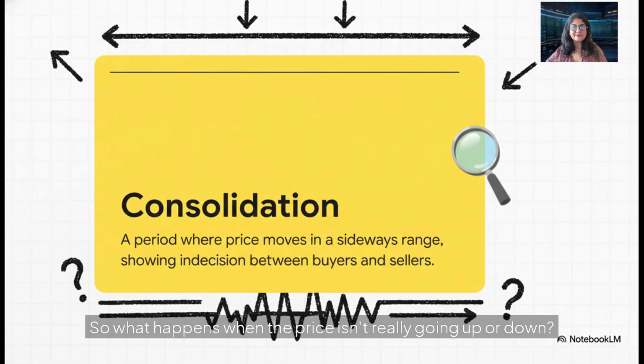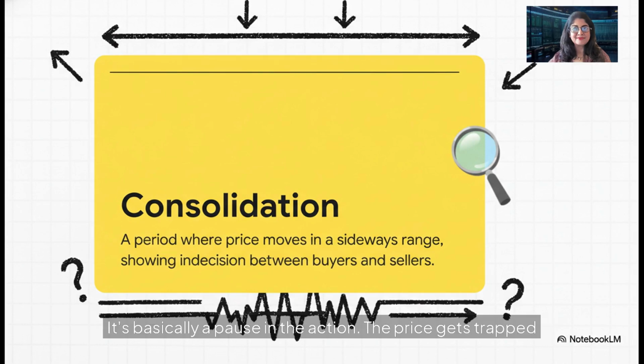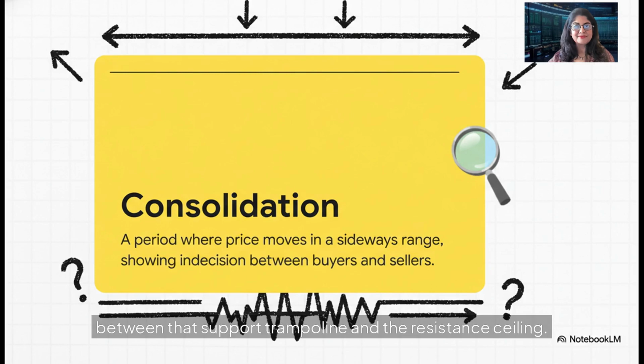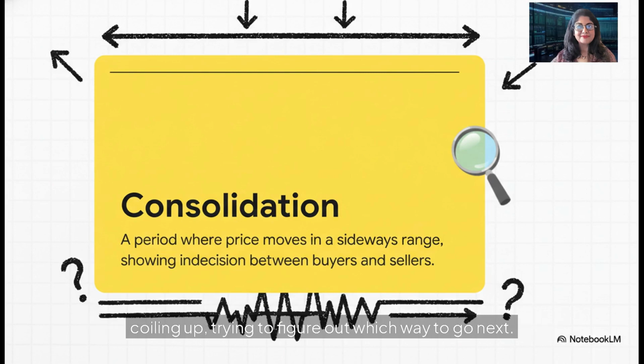So, what happens when the price is not going up or down? We call that consolidation. It is basically a pause in the action. The price gets trapped between the support trampoline and the resistance ceiling. You can think of it as a period of indecision where the market is coiling up, trying to figure out which way to go next.